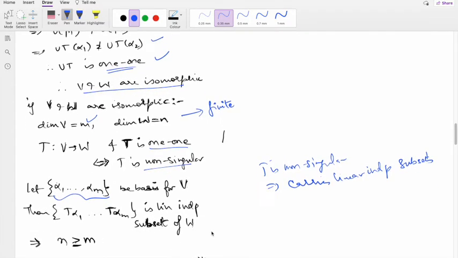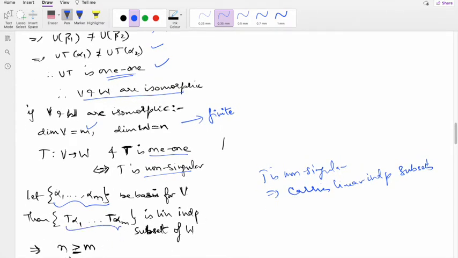When this happens, then n has to be more than or equal to m, right? This is true because when the dimension of the vector space is n, any linearly independent subset of this W cannot exceed the dimensionality of the vector space. We did this under the basis and dimensions part of the lecture. So this implies that n is greater than or equal to m.